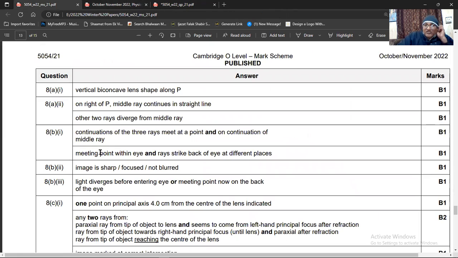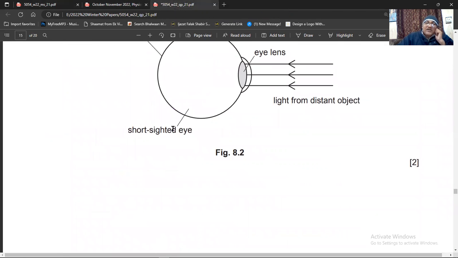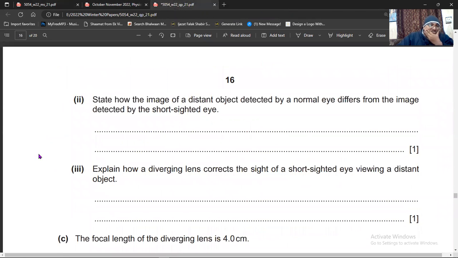So he says the continuation of the three rays meet at a point, and the continuation of the middle ray meets at a point within the eye, and the rays strike the back of the eye at different places. Okay, so our diagram is right. Then they say, state how the image of a distant object detected by a normal eye differs from the image detected by the short-sighted eye.